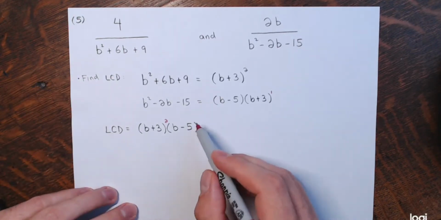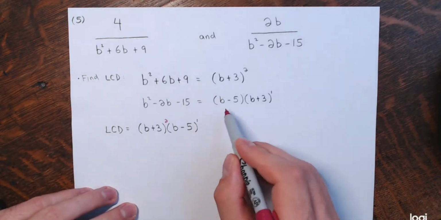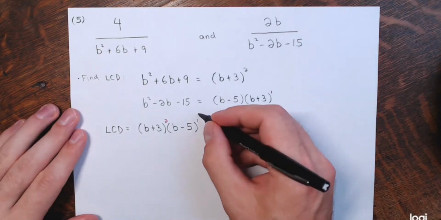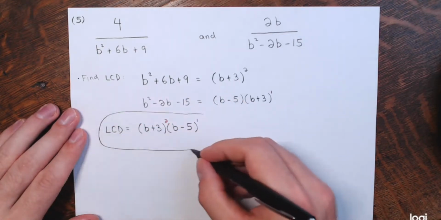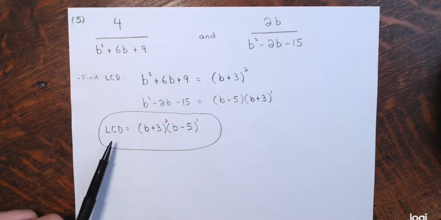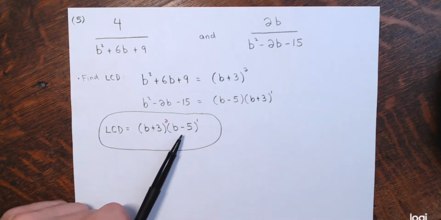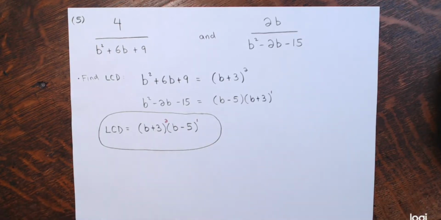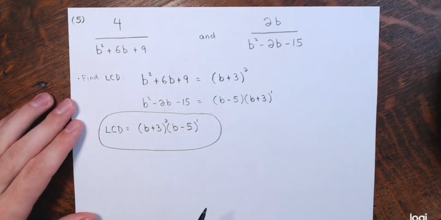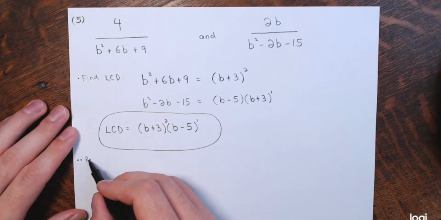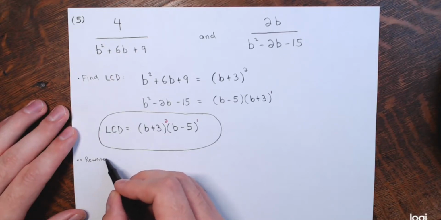Again, that's the highest power on b plus 3 that I'm seeing up here. And then b minus 5 to the first. Again, there's only b minus 5 to the first showing up, but finally we get something in the LCD with a power higher than 1. Okay, so the least common denominator would be b plus 3 times b plus 3, or b plus 3 squared times b minus 5. Right.